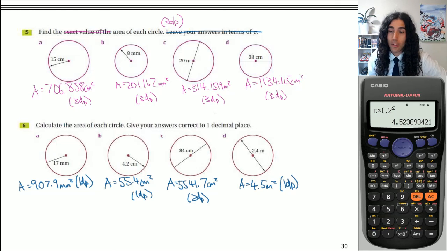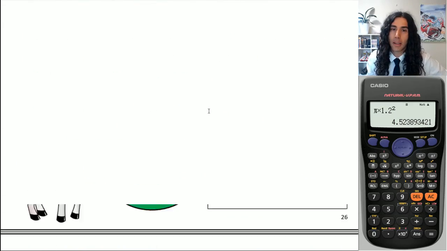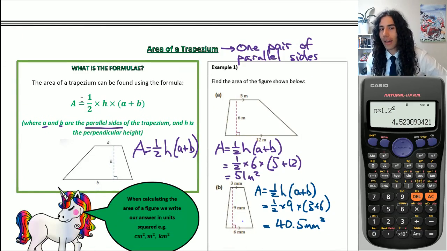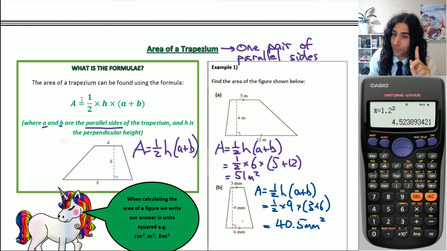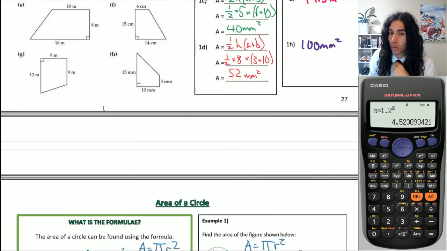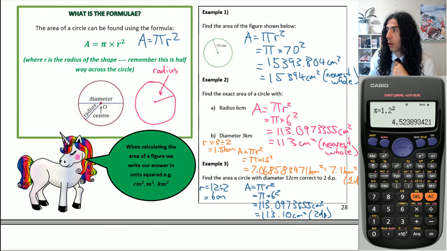So this was trapeziums. I'm going to scroll up. 3, 2, 1. Trapeziums, half height times a plus b. And then, scrolling again, circles, pi r squared. All right, we're done.